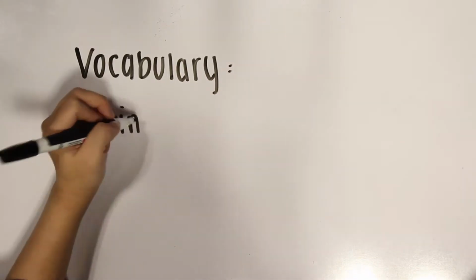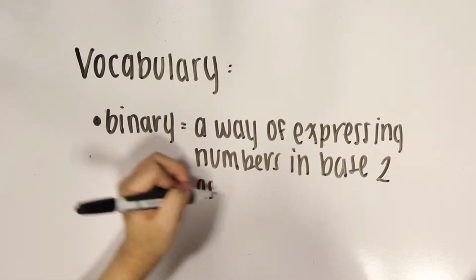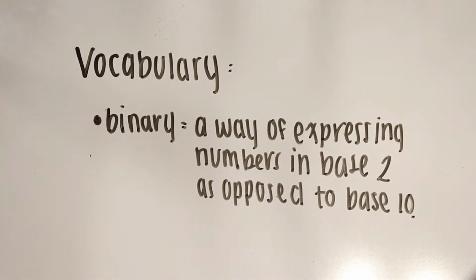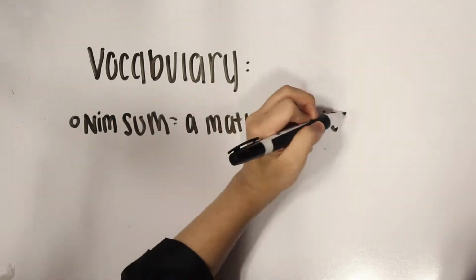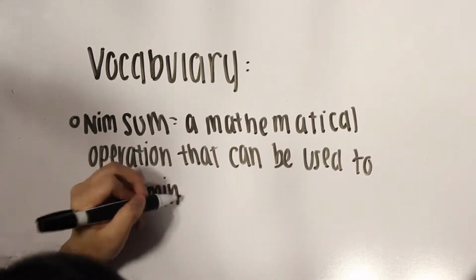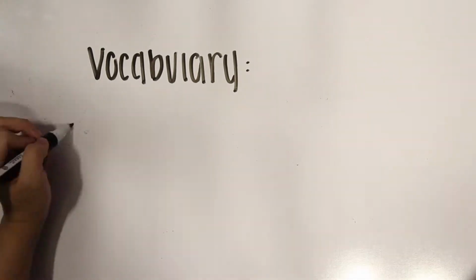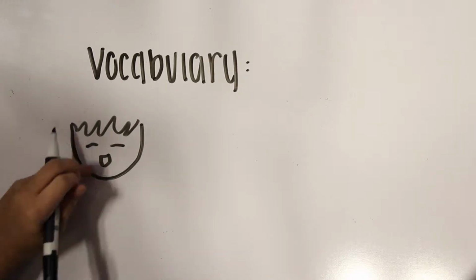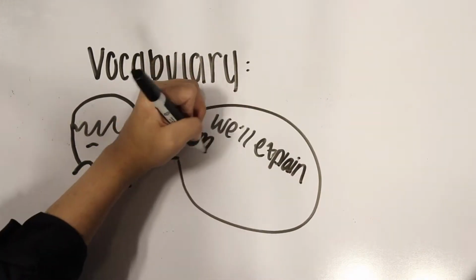The next word is binary, and binary is a way of referring to numbers using base 2 rather than base 10. Binary is used when calculating the NIM sum. And the NIM sum is a mathematical operation that can be used to determine who will win the game. It may sound a little confusing right now, but we'll explain more later.